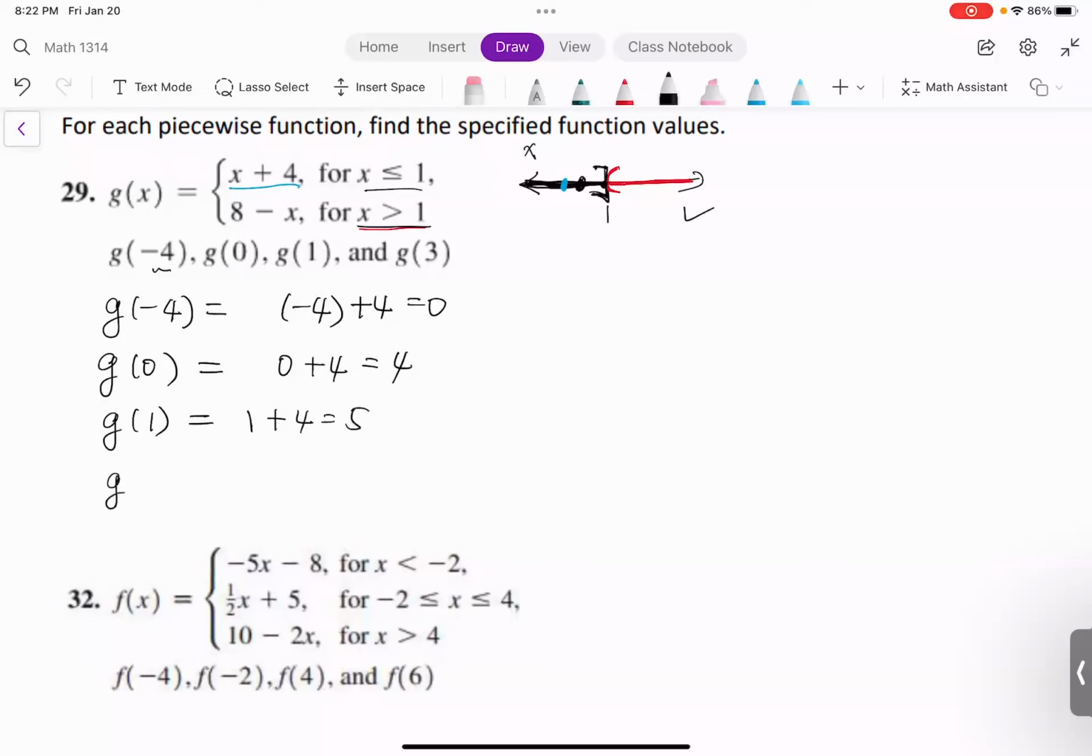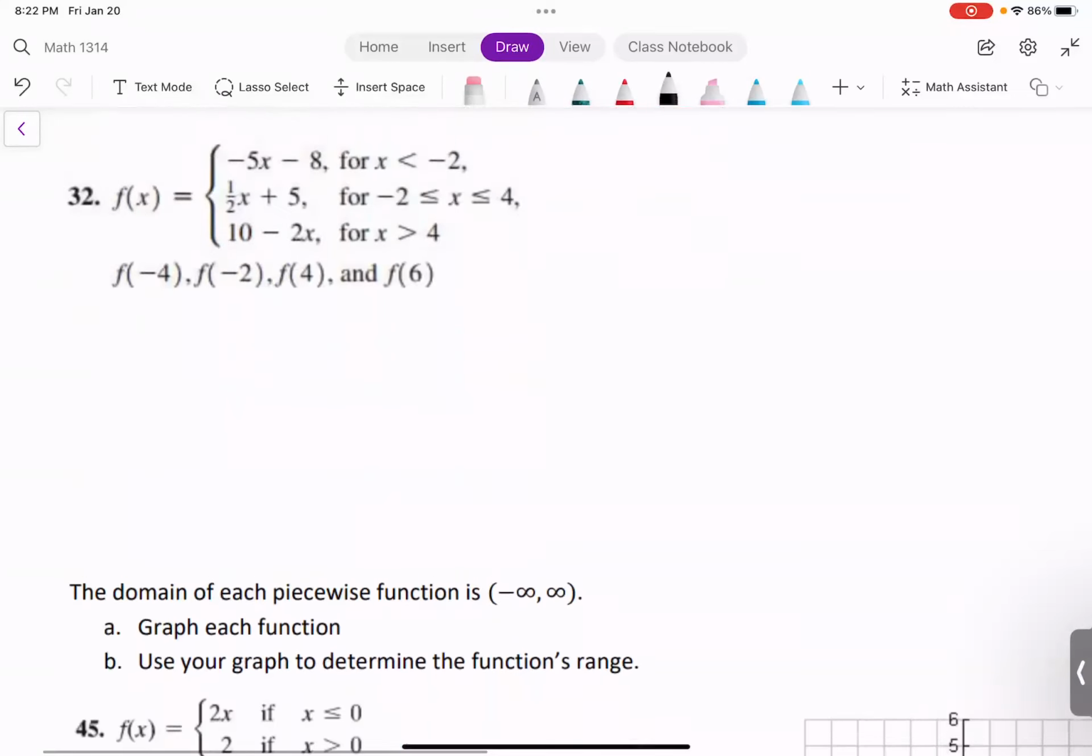Let's see the last one, g of 3. 3 is here, so we need to use the second equation. It's 8 minus 3, that's 5. Okay, we'll use the same method to solve number 32.